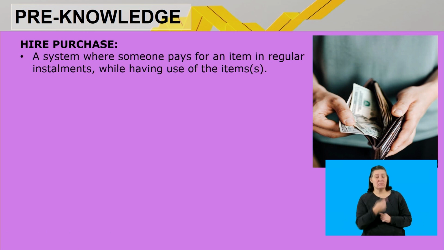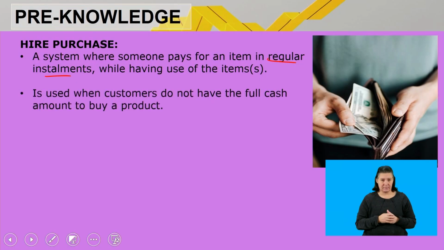I've indicated here that it's a system where someone pays for an item in regular installments while having use of the item. So what do I mean by that? You buy the item, you don't have enough cash to pay for it, but you still get the item, take it home, use it at home, but you continue paying monthly installments. It is used when customers do not have the full cash amount to pay for the specific product.